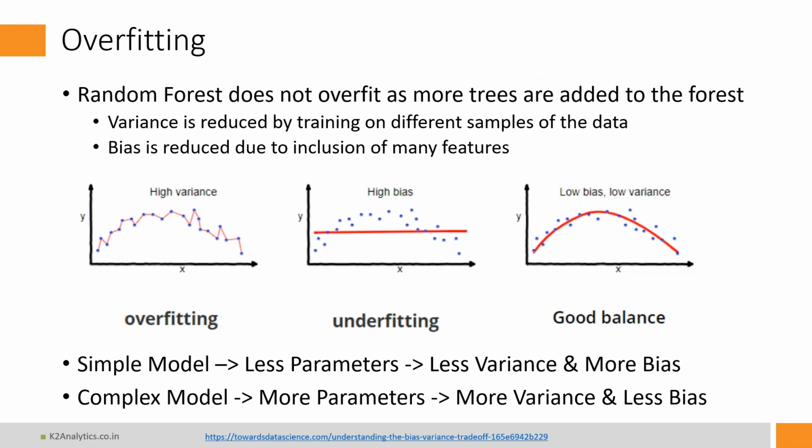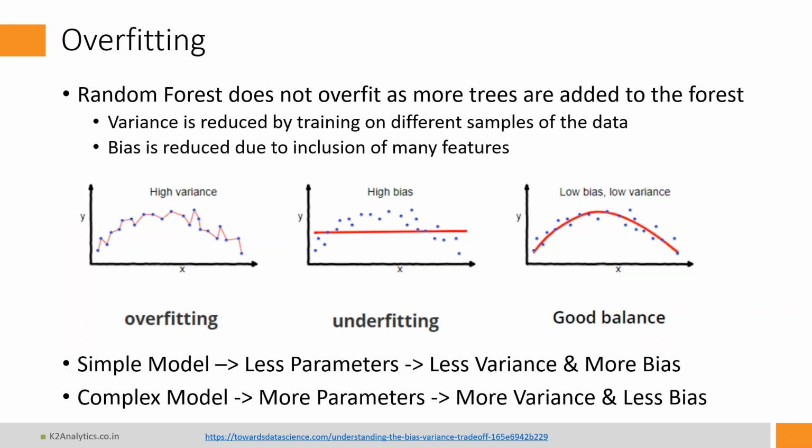Random forest models do not overfit because of two reasons. One is variance is reduced by training on different samples of the data. What you are doing is when you are creating samples with replacement, you are simulating many scenarios and you are building many models and then you are averaging it out. When you average out, variance gets reduced. Averaging typically helps reduce variance. So variance is reduced by training on different samples of the data.